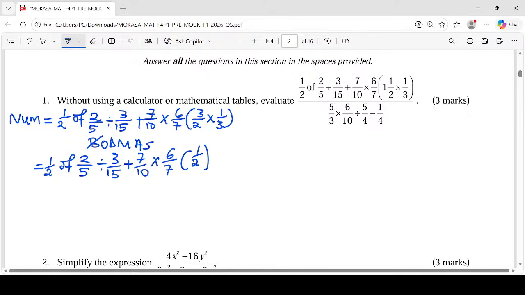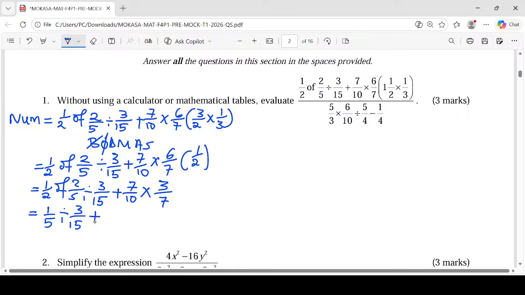Then the next step is to open the brackets. We are still dealing with the brackets. So this is going to become a half of 2/5 divided by 3/15 plus 7/10. Then you multiply this by 6/7 times a half, which becomes 3/7. Then after that you go to 'of': a half of 2/5 will become 1/5. So this will now be 1/5 divided by 3/15, added to 7/10 and multiplied by 3/7.